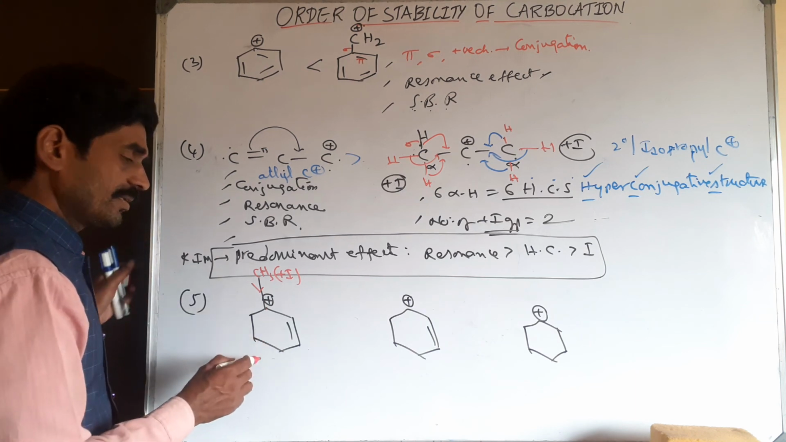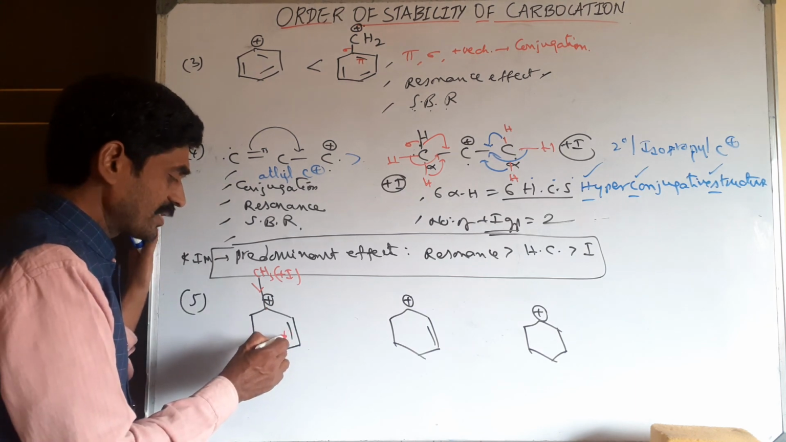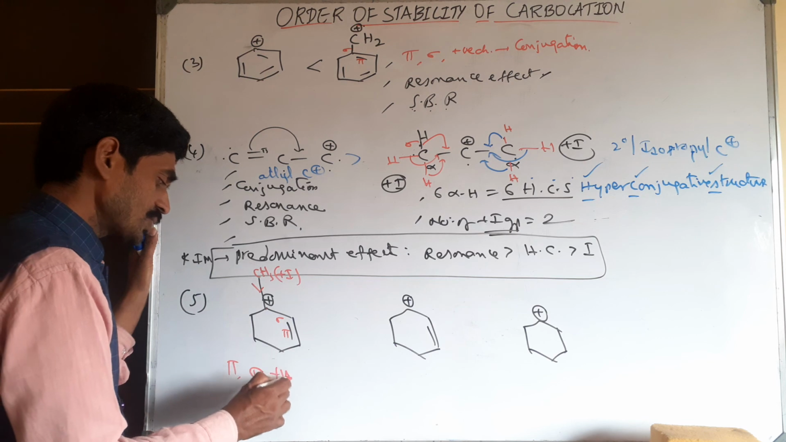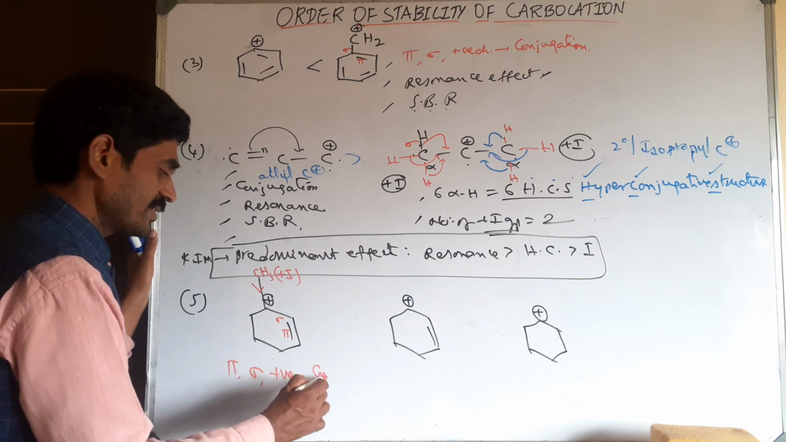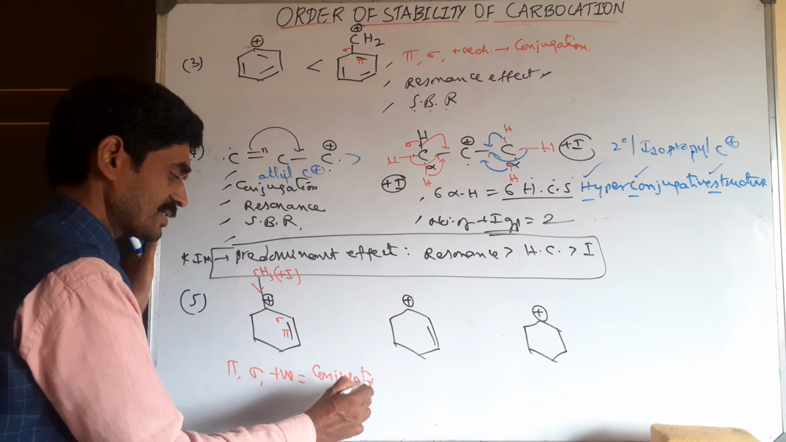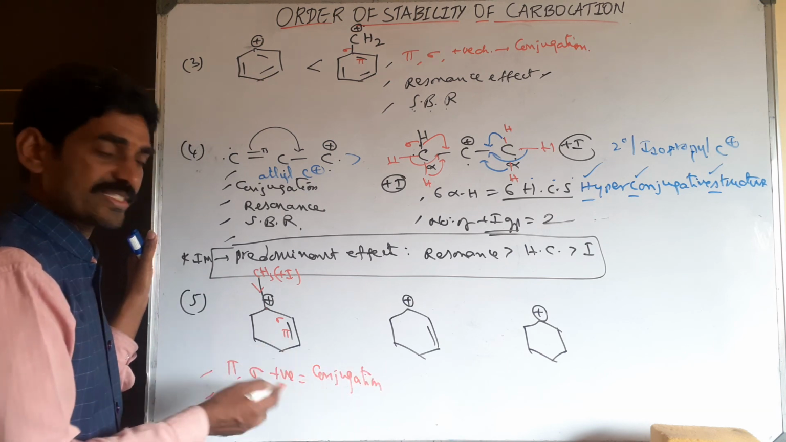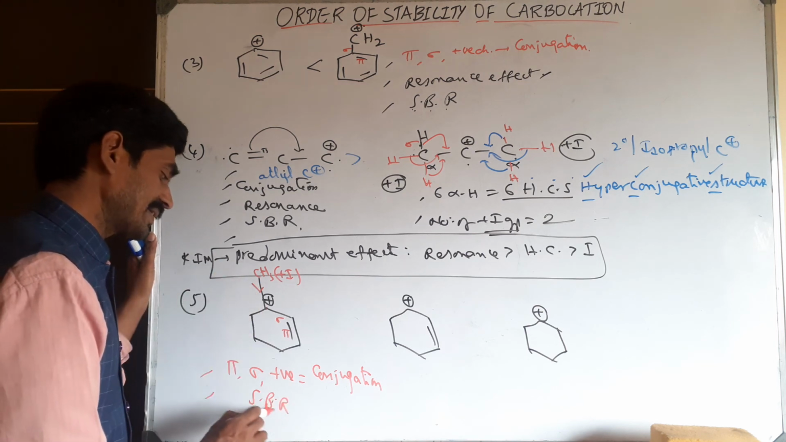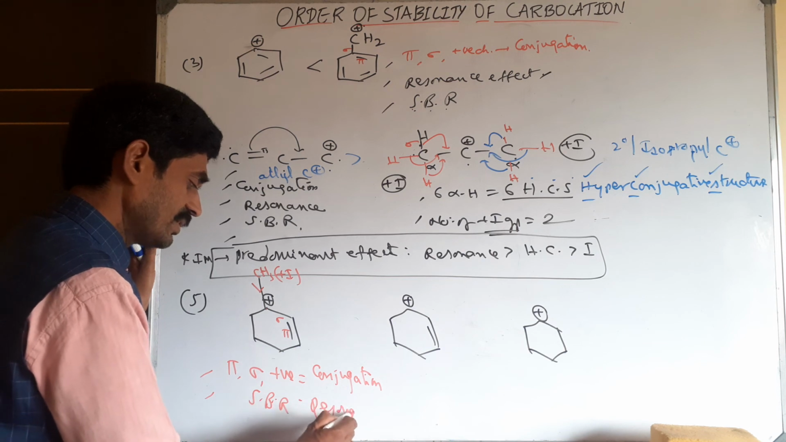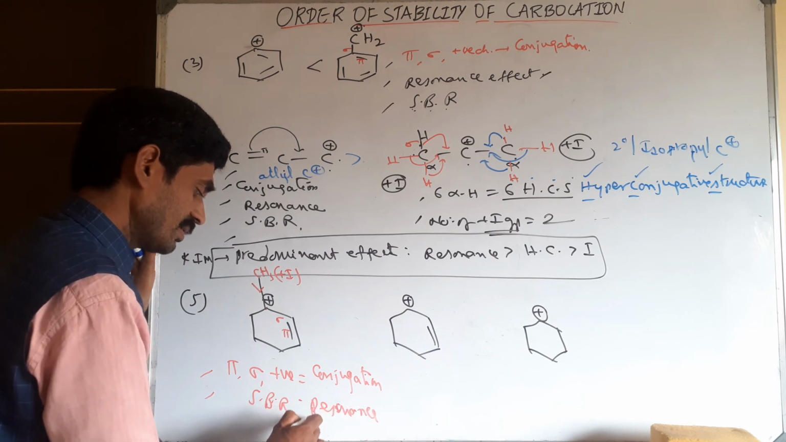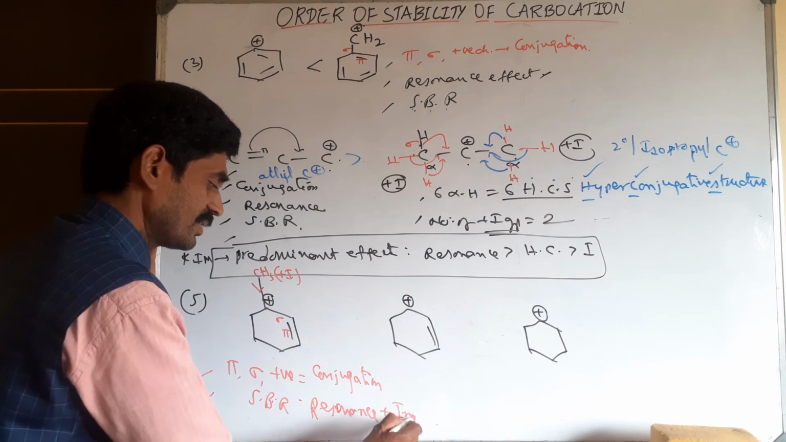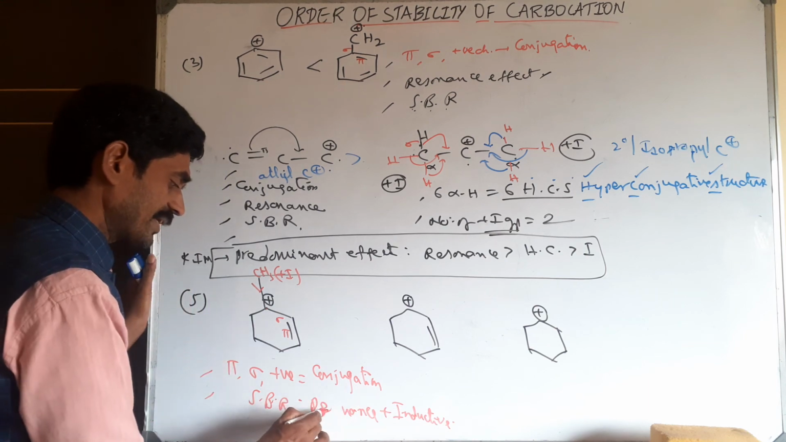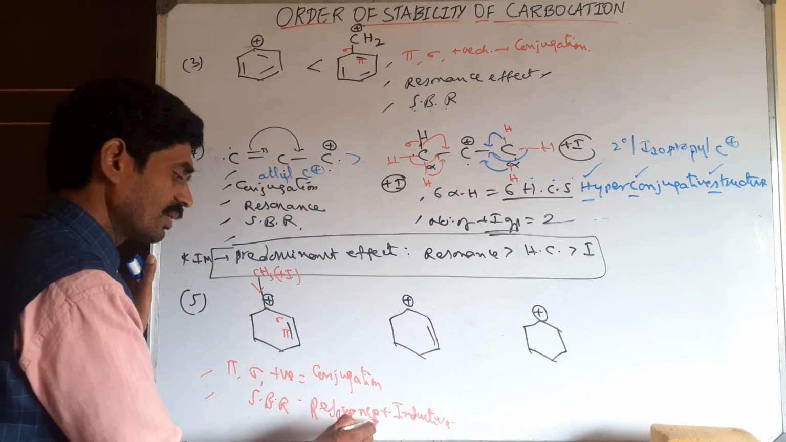Then here, a pi bond, a sigma bond, and a positive charge are there. Wherever pi bond, sigma bond and positive charge are there, conjugation takes place. Once conjugation takes place, it is stabilized by resonance, and inductive effect also operates. So this carbocation is stabilized by both resonance effect and inductive effect.